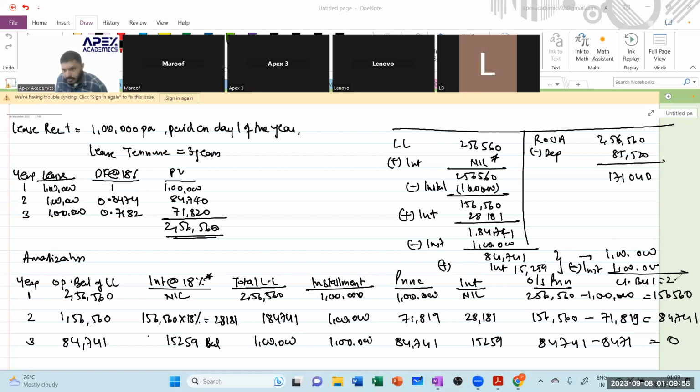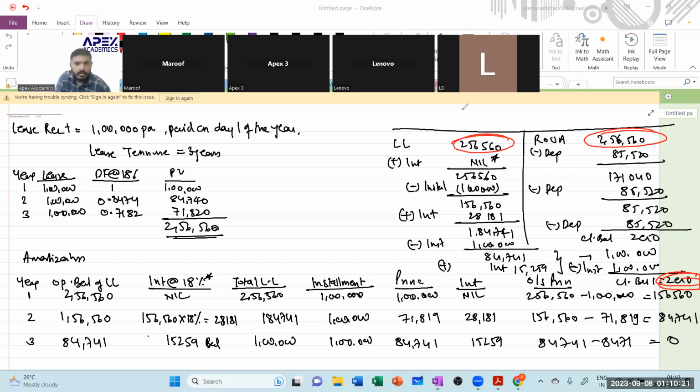0. I will put this in a red circle, and opening also I will put in a red circle. Now I'll tell you why I'm doing that. Minus depreciation of year 2, 85,520. How much is left? 85,520 is left. Minus depreciation for year 3, 85,520 is gone. You are left with a closing balance of 0. Opening liability was 0, closing liability is 0. Your calculation is correct.